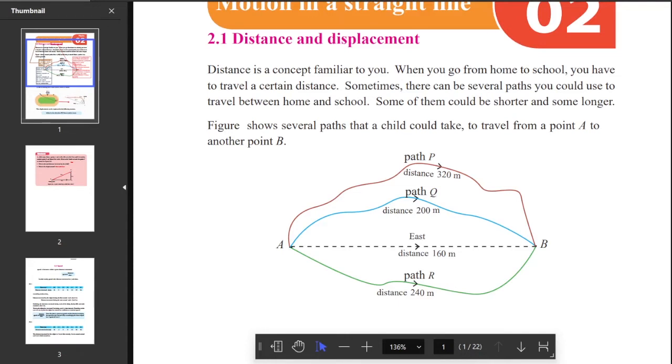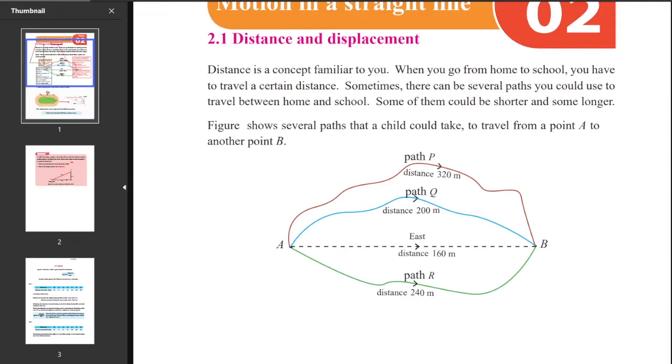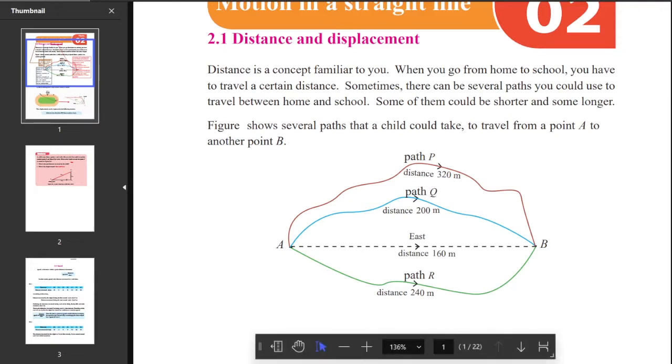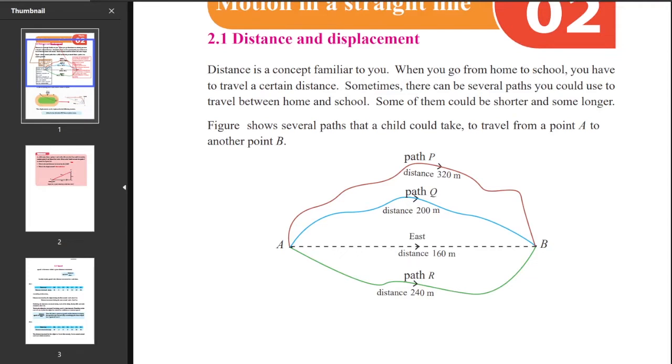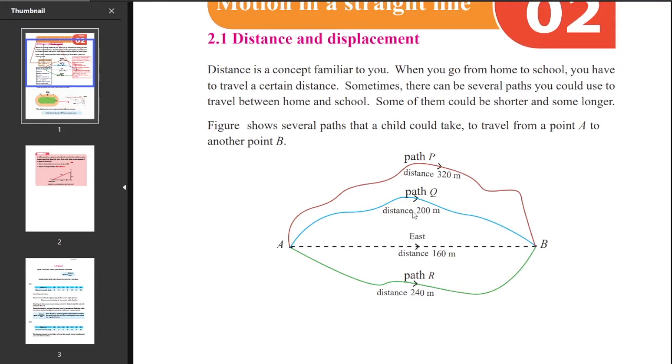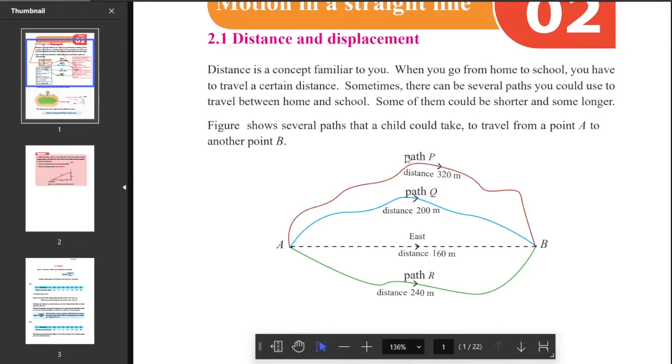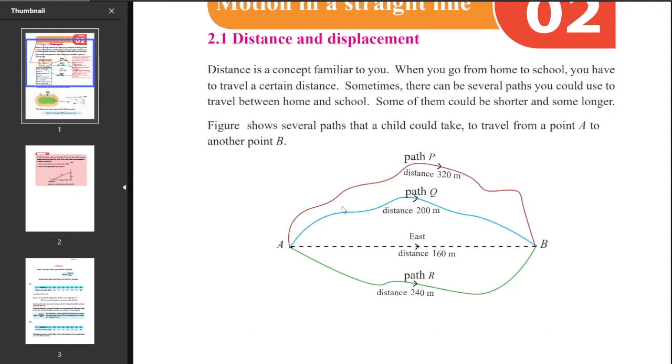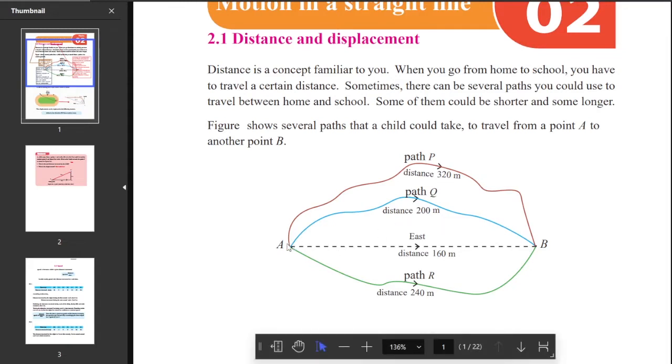Now you can observe, are the lengths of these paths equal? No. The length of the path is known as the distance. That is the second definition we have to note: the length of the path is the distance. So the length of path P is not equal to Q, and that is not equal to R. The lengths vary depending on the path. So the distance varies with the path. But the shortest distance is shown by the dotted line. The shortest distance here is 160 meters.